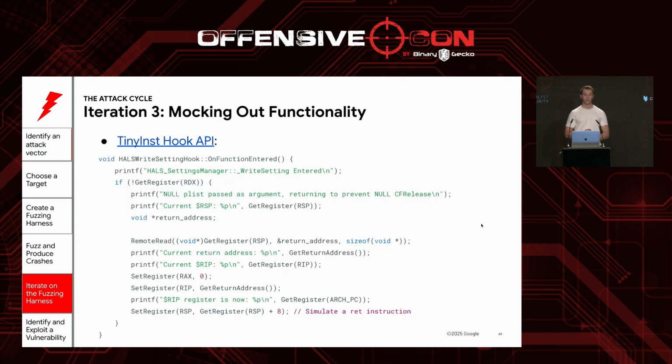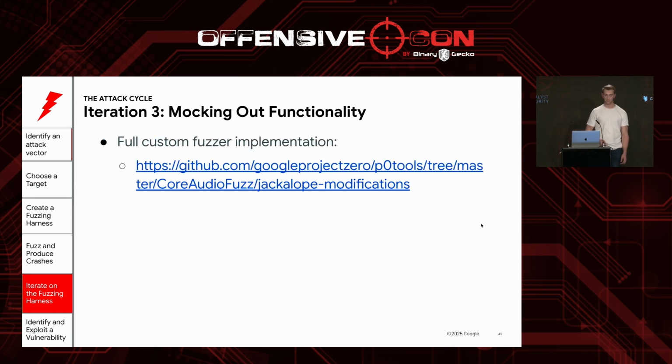Since it's a C++ function, it was a lot easier than doing interposing to use the TinyInst hook API, which is really nice, kind of similar to Frida in a lot of ways, where you can say, okay, when you enter this function, perform this logic, and you can also have custom code fire when you're returning as well. This just looks to see if the third argument here in the RDX register is null, and if so, it will just return early so that it doesn't call that CF release. That works well. It increased my fuzzing efficiency a ton and helped me get through that process where I wasn't increasing code coverage. The full custom fuzzer implementation with that TinyInst script instrumentation is available in the Project Zero Tools repo as well.